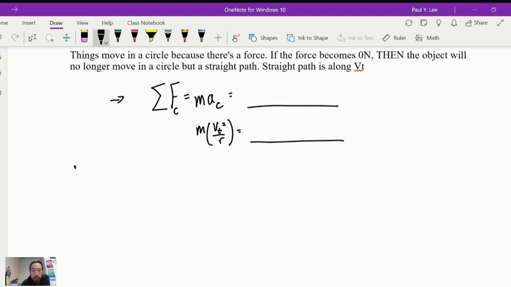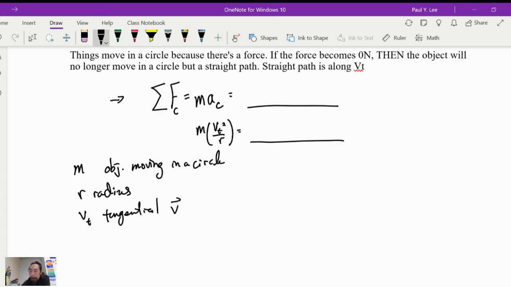Now, a couple important things. M is the object moving in a circle. I want to make this distinction because when we did the lab, there was a mass that was hanging, but because that hanging mass was not moving in a circle, that's not your M. R is the radius of the circle, and Vt, of course, we just went over. This is your tangential velocity.